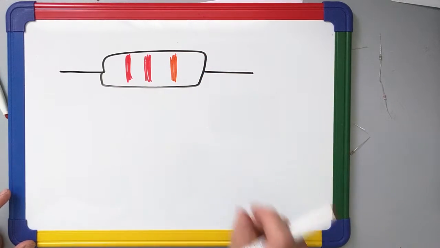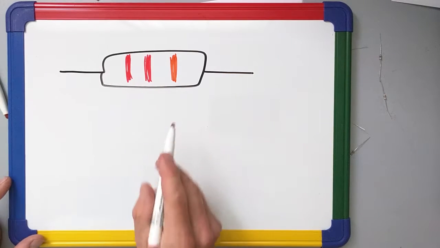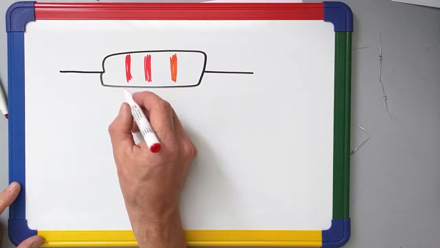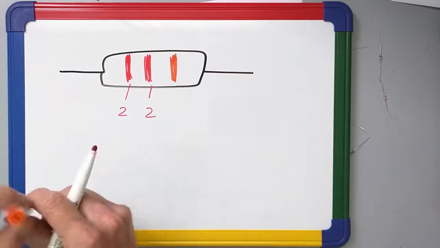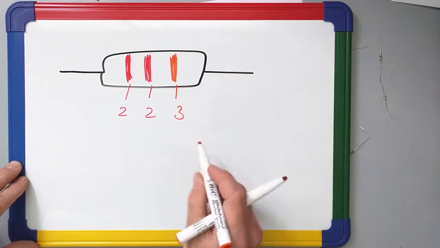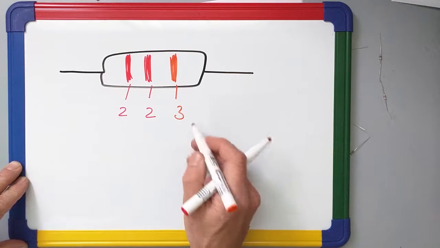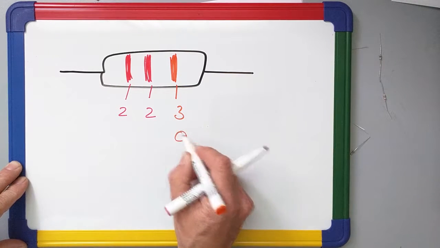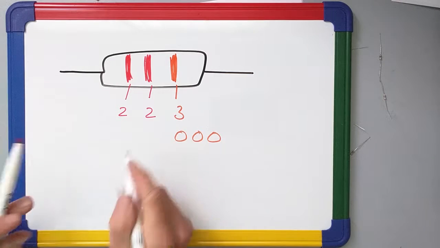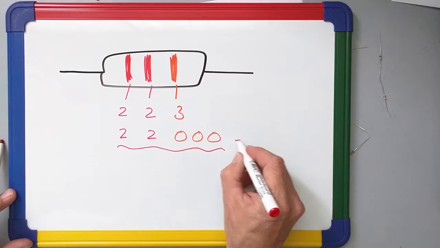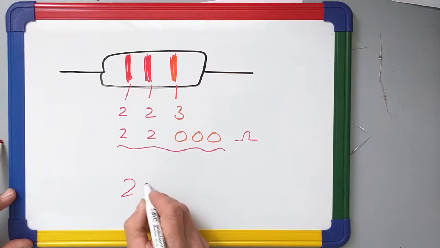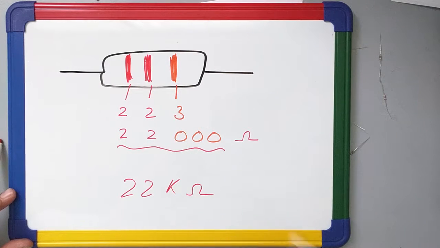And these colors, there's a code that links these colors to the values here. So red means 2, this red means 2, orange means 3, but the third number here actually refers to the number of zeros, so that means 3 zeros. So the value we have there is 22,000 ohms, or 22 kilo ohms.